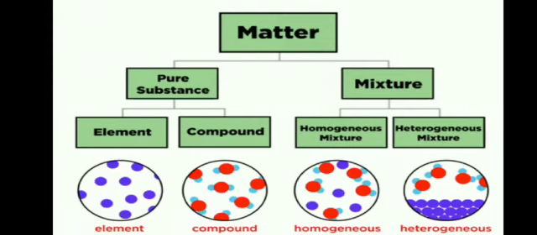So before we enter into the topic, let's have a quick look at the classification of matter. Matter is classified into pure substance and mixture. Pure substance is further classified into element and compound. Mixture is further classified into homogeneous mixture and heterogeneous mixture.